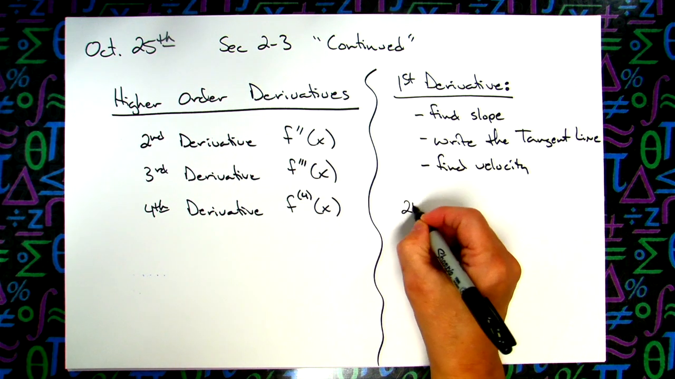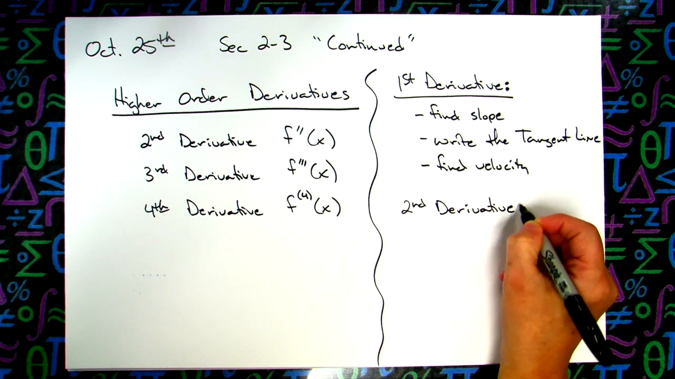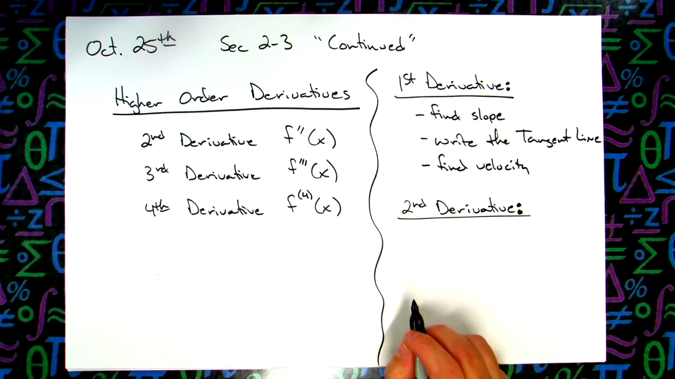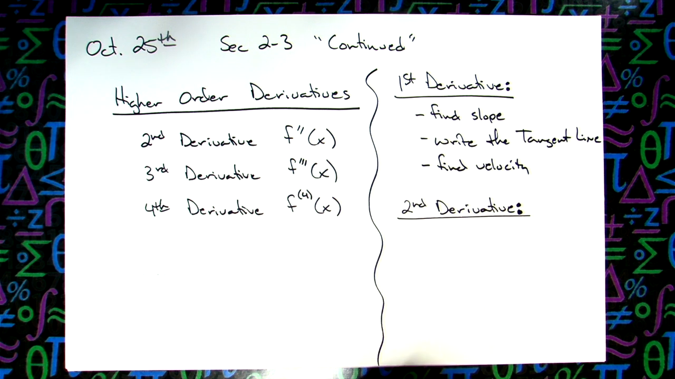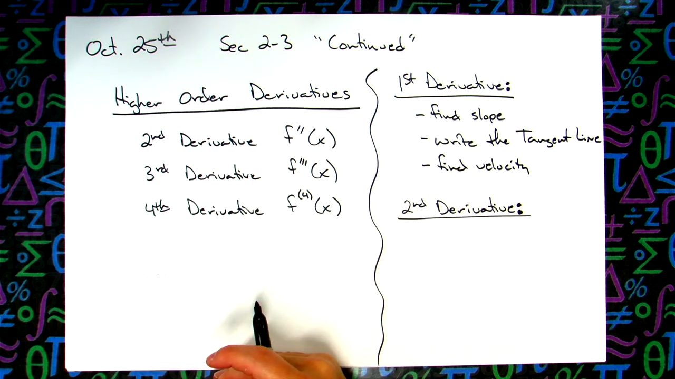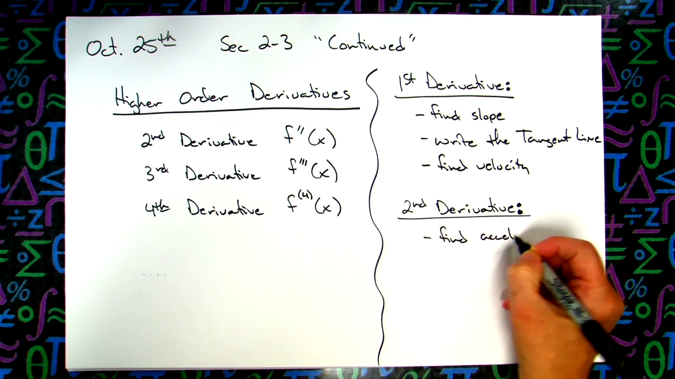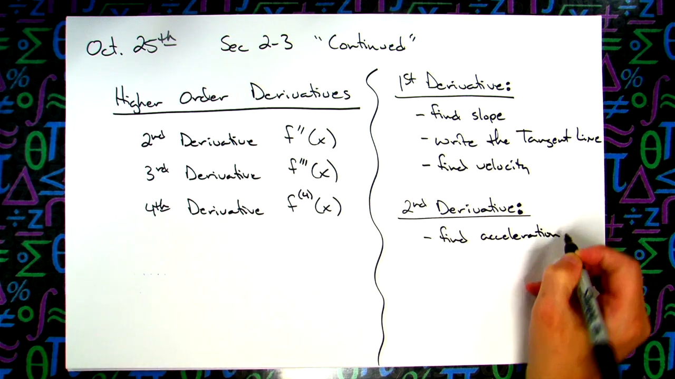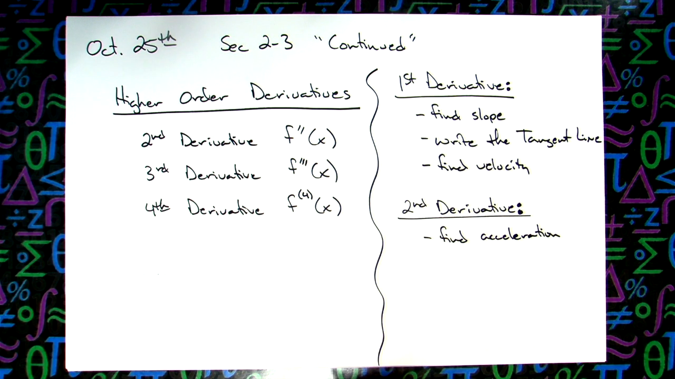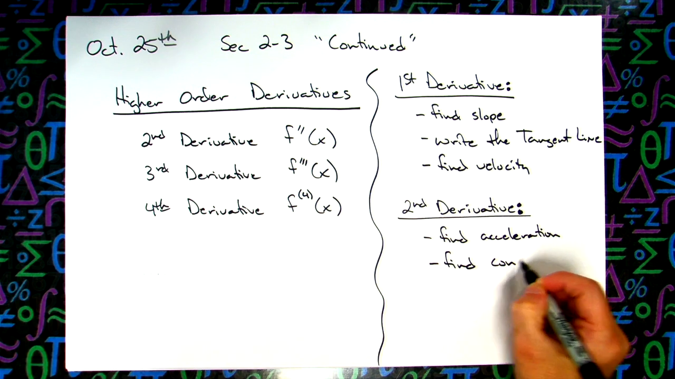Now, we haven't really done a whole lot of second derivatives, but we can start a little list. For our second derivative, right now the only thing we have done is, if we had that position function and we took a second derivative, that would get us all the way down to our acceleration. So we know that we can find acceleration. And coming up, we haven't done it yet, but we're going to talk about it pretty soon, we're going to learn that it will find the concavity.